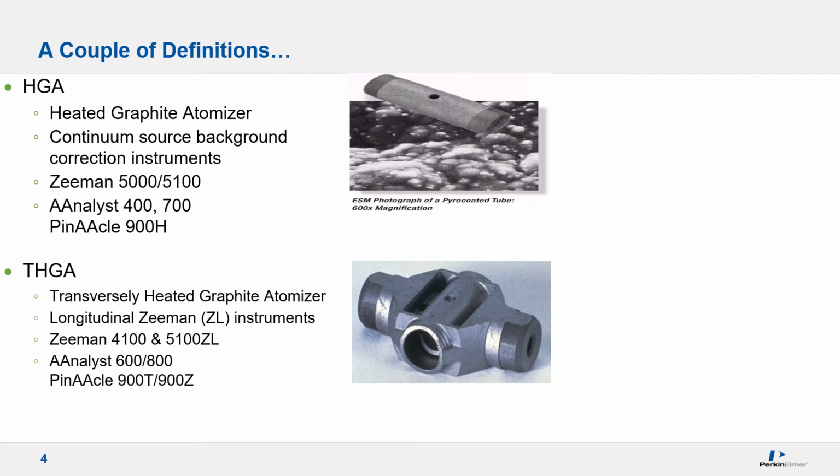Let's begin with a couple of definitions regarding actual furnace design. The HGA, or heated graphite atomizer, was first and utilizes either continuum source background correction or transverse Zeeman. THGA, or transversely heated graphite atomizer, incorporates longitudinal Zeeman and, as we will see, provided a significant enhancement to graphite furnace analysis. For each, please note the various instrument models associated with each design historically, up to the Pinnacle series, our current AA platform.